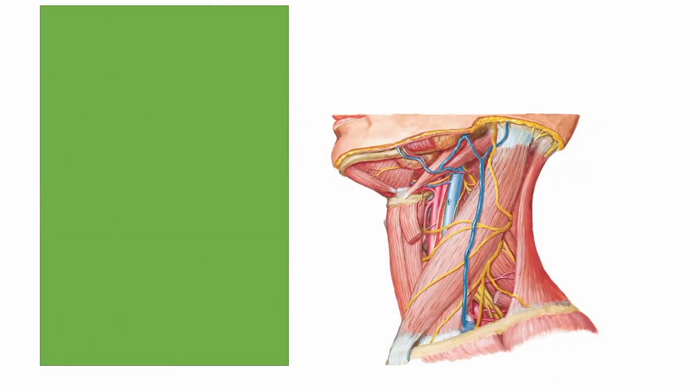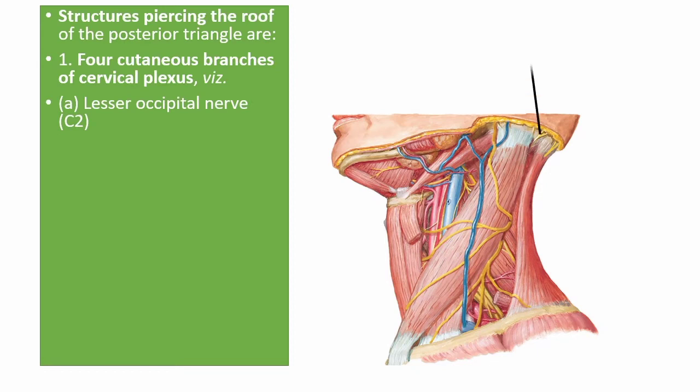Coming to the structures piercing the roof. The roof is formed by skin, then the superficial fascia, then the platysma, which is a subcutaneous muscle, then the investing layer of deep cervical fascia. These are all the structures forming the roof. The roof is pierced by the following structures.